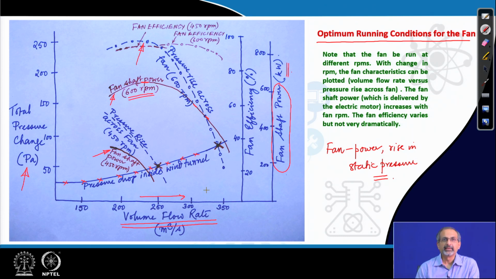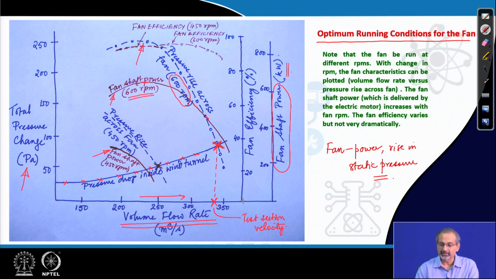Most importantly, you have to find an operating point where the pressure rise across the fan matches with the pressure drop inside the wind tunnel. So, when the fan is operating at 600 rpm, for example, this is the operating point where the characteristic of the fan matches with that of the tunnel, and that becomes the operating point. That is the point at which you get the appropriate volumetric flow rate, and that basically decides the test section velocity.